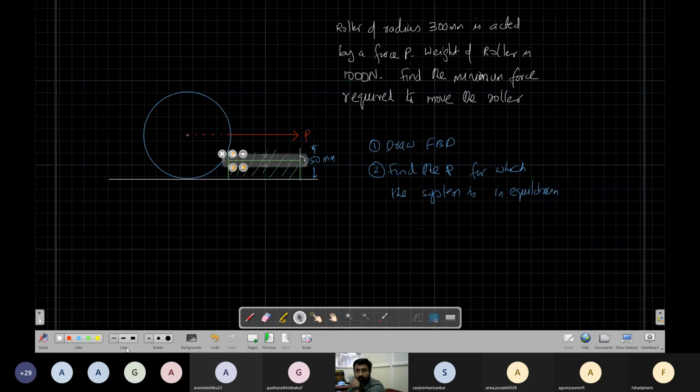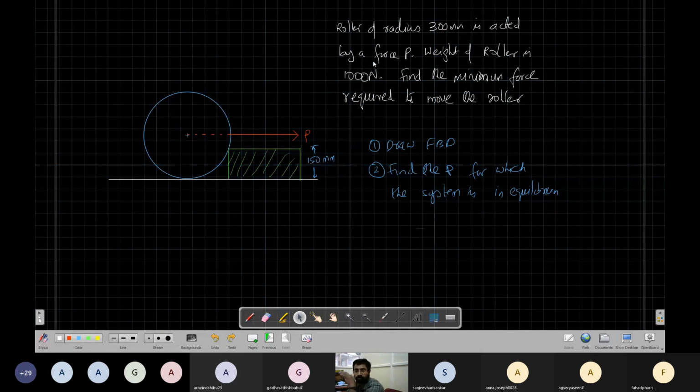Again, okay, fine. This is 500 mm. This is 300 mm because the radius is given as 300 mm. So this is 150 mm. What is the force with which we have to just move it?